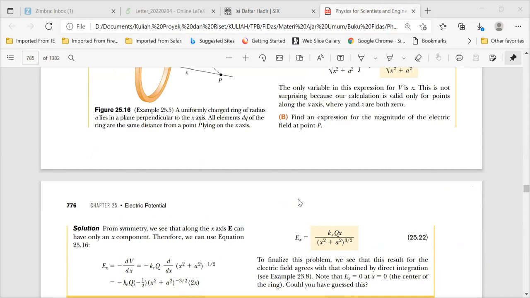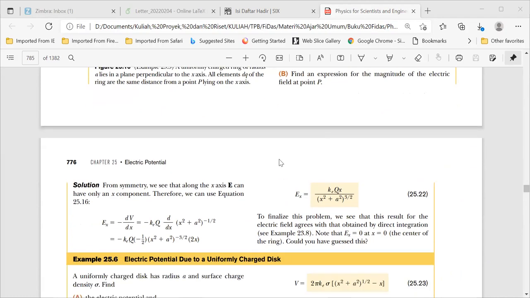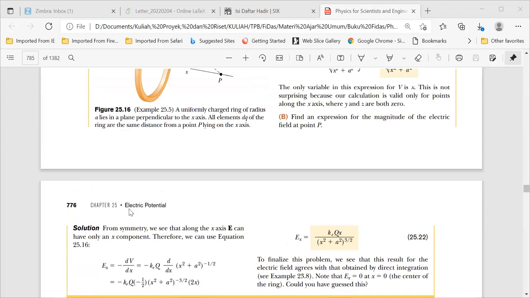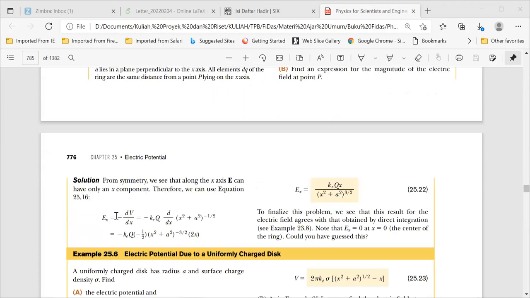Part B, find an expression for the magnitude of the electric field at point P. You just differentiate this potential with respect to x, with the minus sign. So we will get this formula, and you will get the magnitude of the electric field like this. Is there any question?